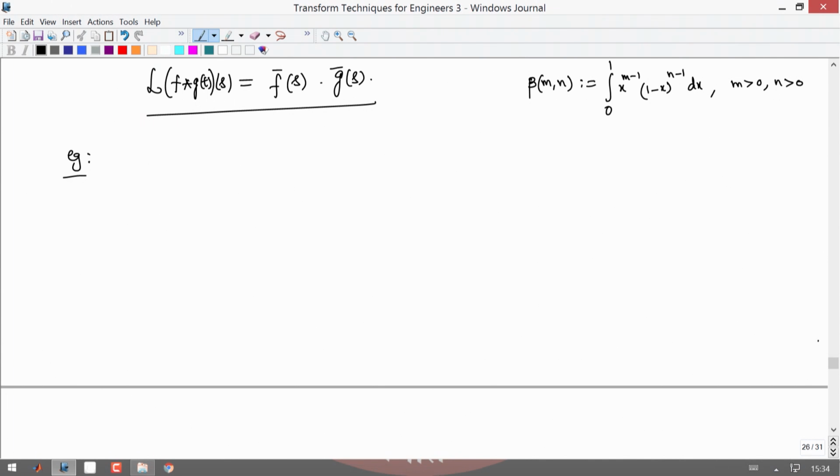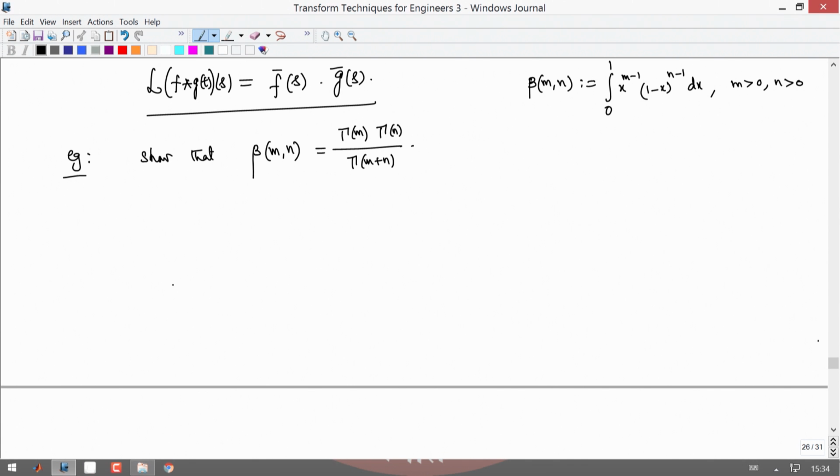So, if this is your beta function, you have a relation between them, and what we show is that this beta function, when m, n are integers or positive reals, is actually nothing but beta of m, n equals gamma m gamma n divided by gamma of m plus n. So, this is what we can show just by using this convolution.